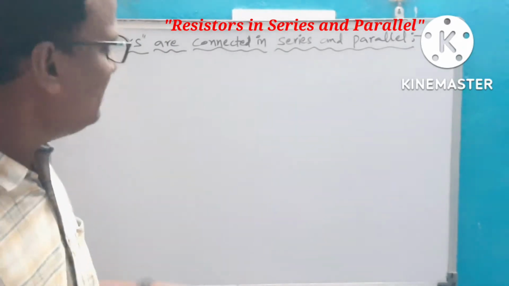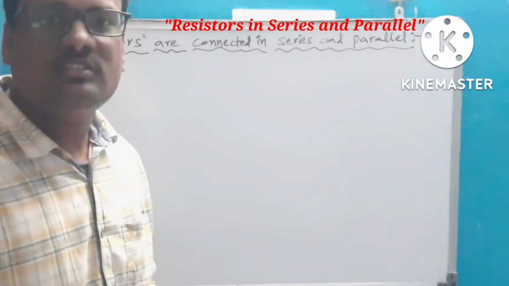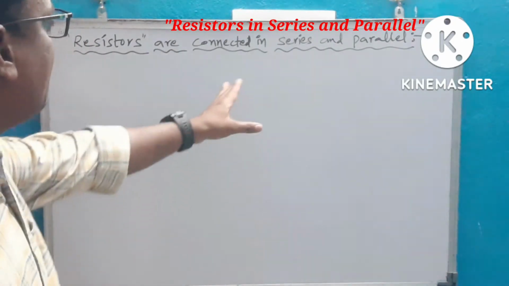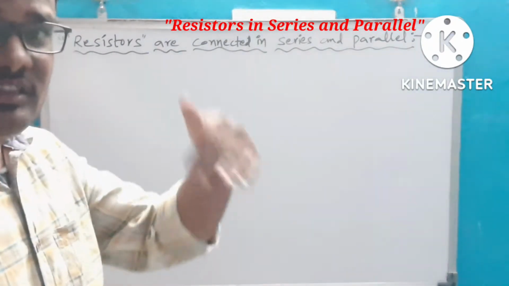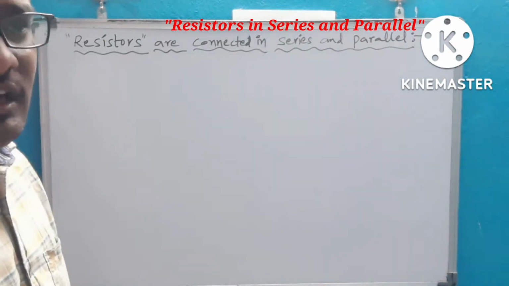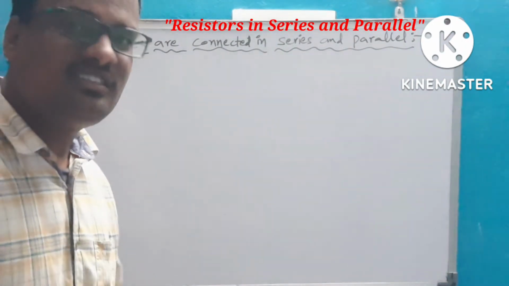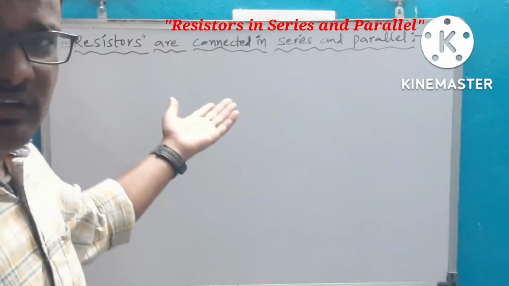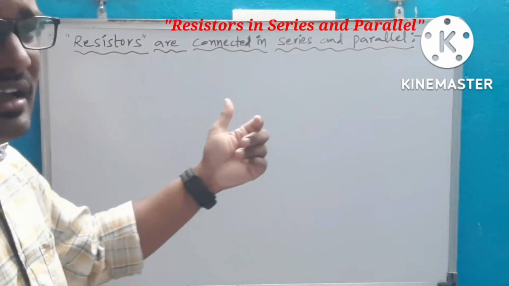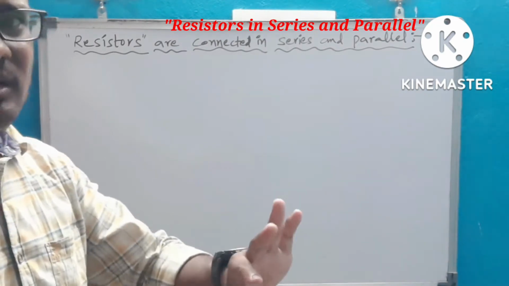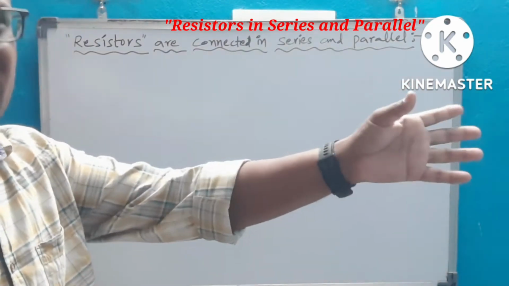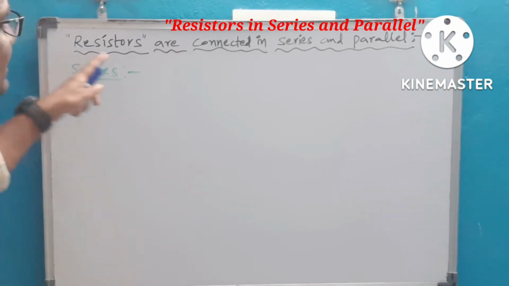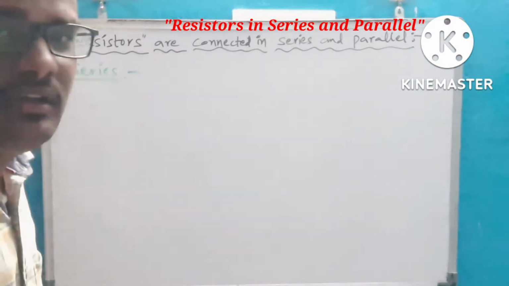So here in this class we have to discuss resistors connected in series and parallel. In the previous chapter, electrostatic potential and capacitance, we discussed capacitors connected in series and parallel. First of all, we discuss resistors connected in series.